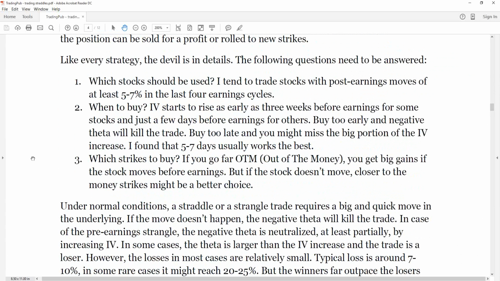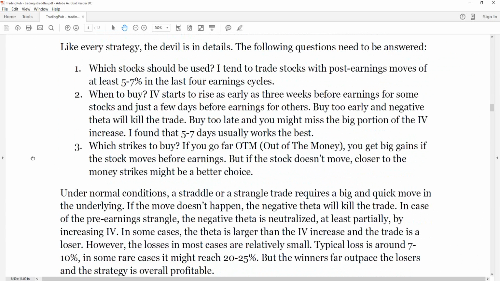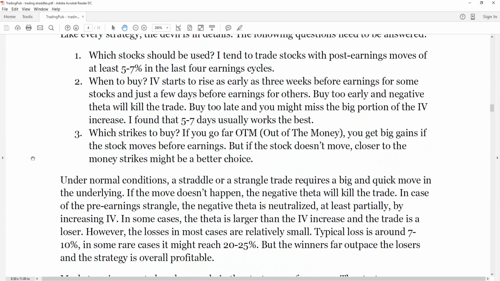So for most stocks, 5 to 7 days usually works the best. But again, it's an average. Sometimes it's 3 days before earnings, sometimes it's more. It really depends on the stock, on the price, on many parameters.